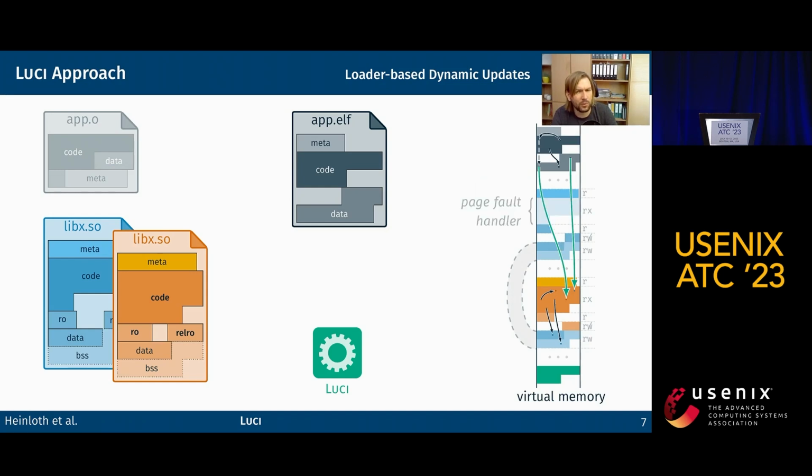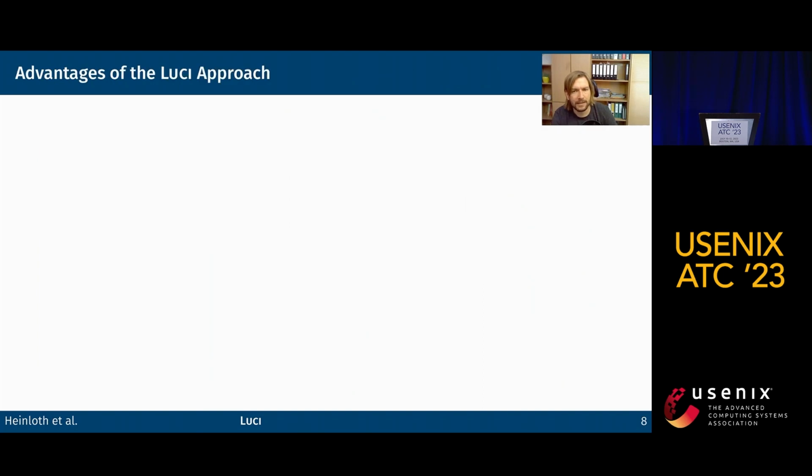Afterwards, Luci will hide the old code while installing a user page fault handler, so we are even able to detect any access to the old code, for example due to function pointers. The idea of exploiting dynamic linkage has several advantages. First of all, we don't have to fiddle with machine instructions, but use the designated relocation interface, making it simpler and safer than other approaches which modify code in place.